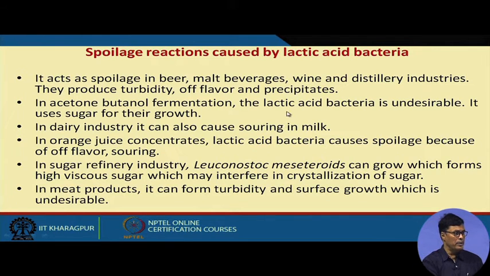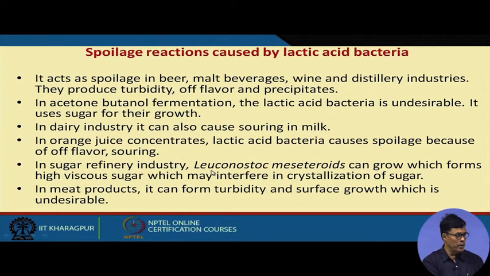Now, spoilage reactions: lactic acid bacteria cause some problems for industry. For example, they act as spoilage organisms in the beer, malt beverage, wine and distillery industries. They produce turbidity, off flavor and precipitates. In acetone butanol fermentation, lactic acid bacteria are undesirable, as they use sugar for their growth. In the dairy industry, they can cause souring of milk. In orange juice, lactic acid bacteria cause spoilage because of off flavor and souring.